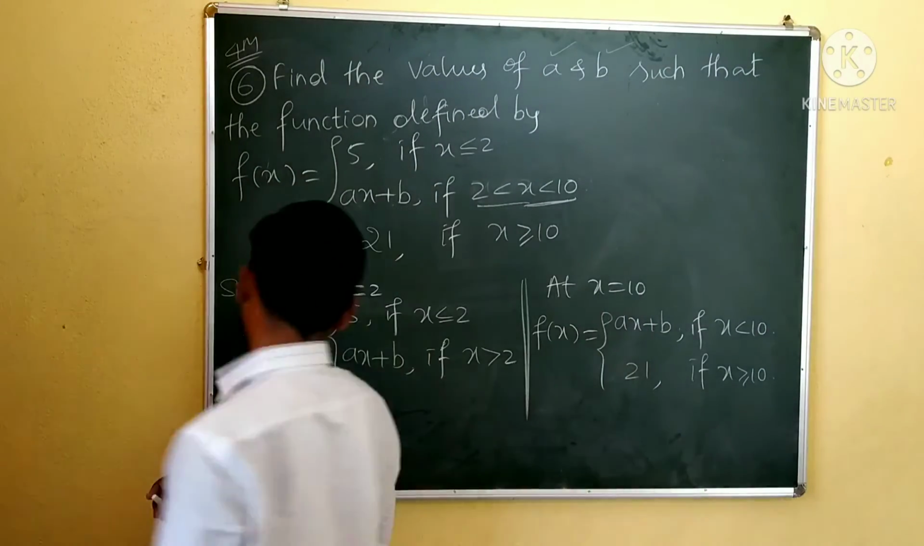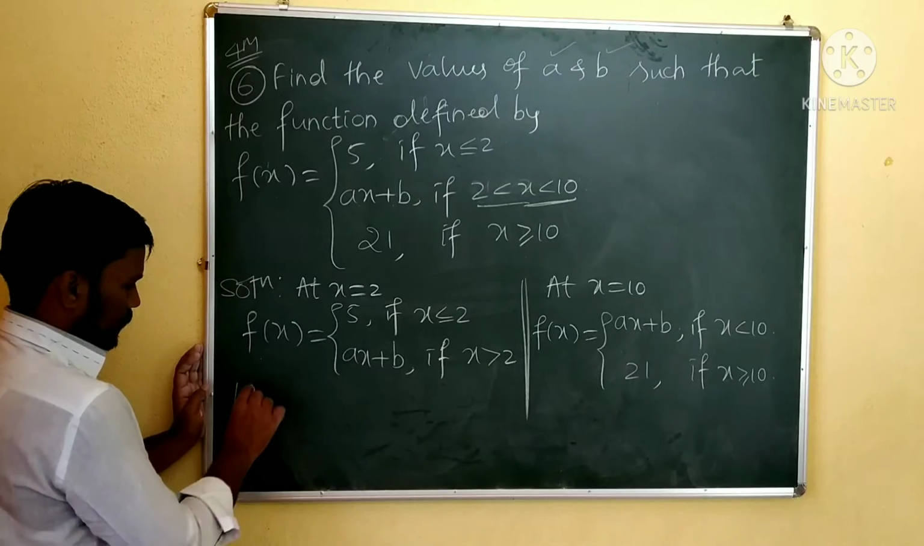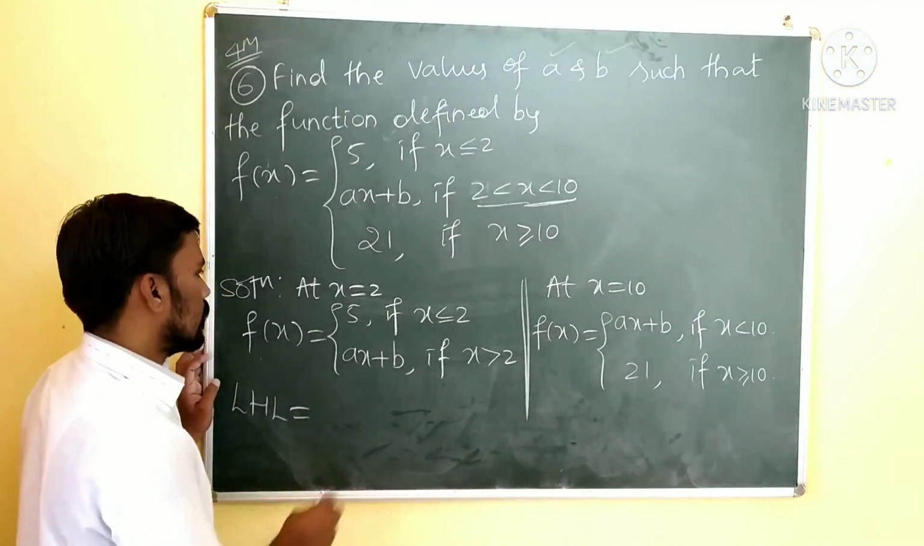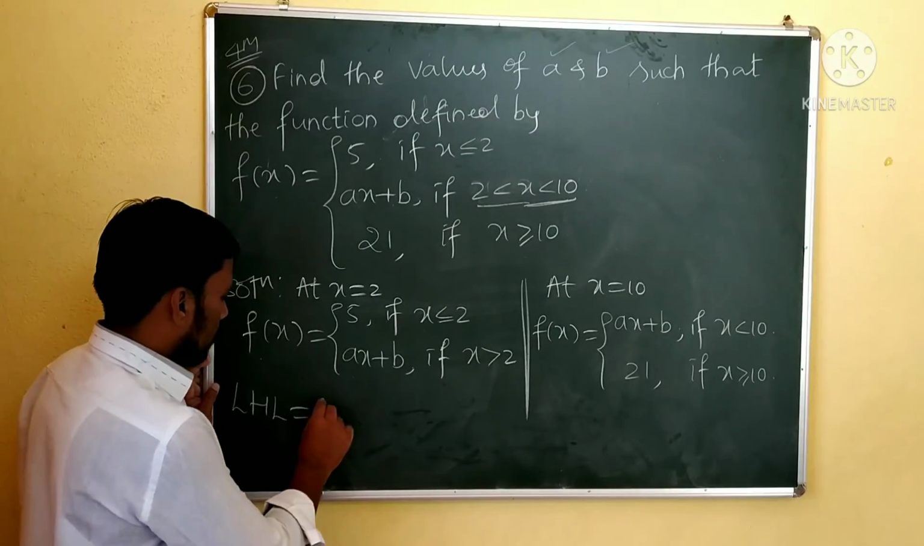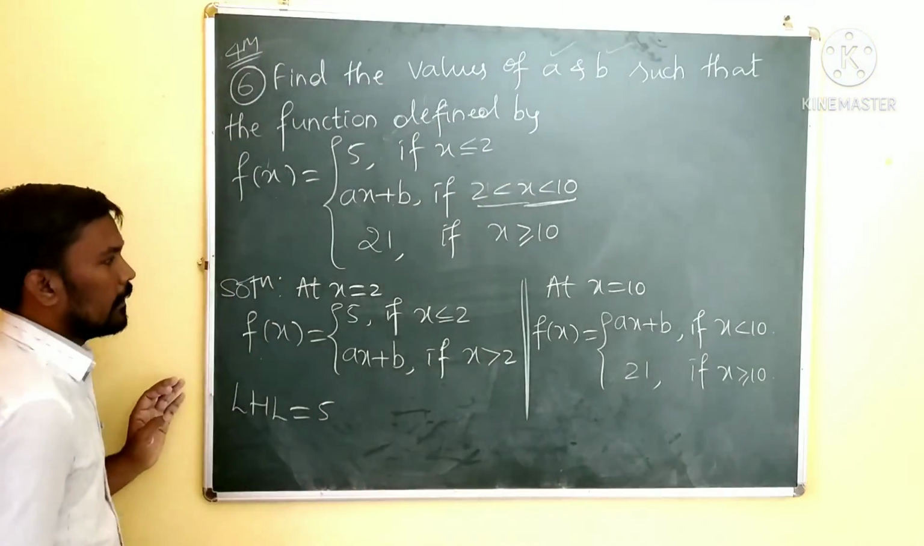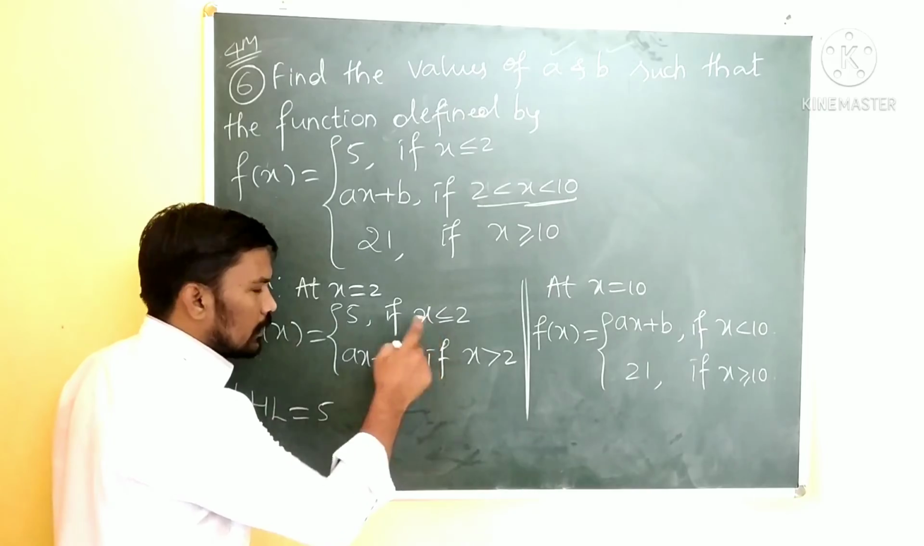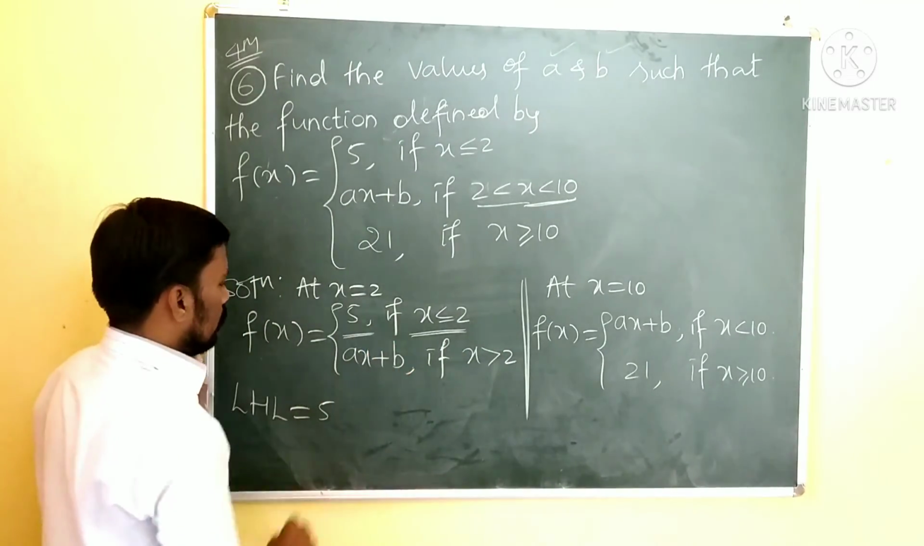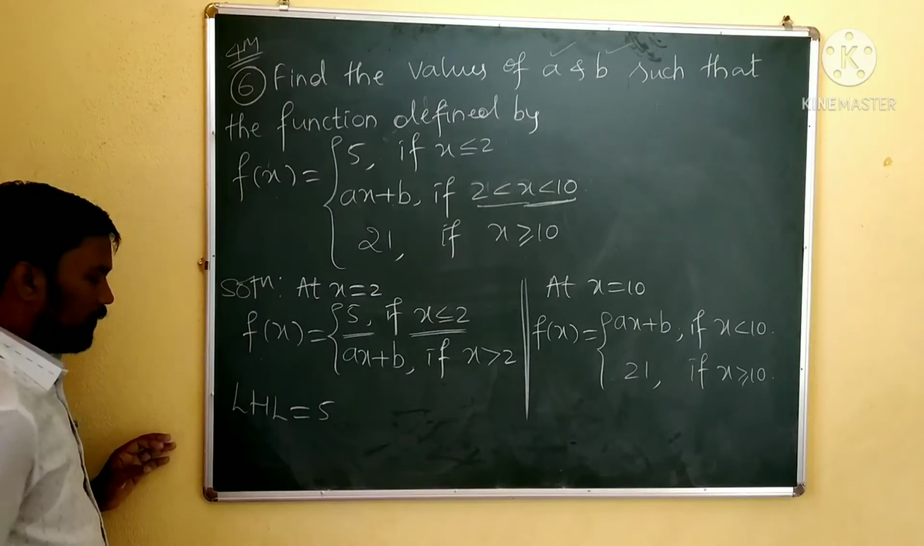Okay, let me write the values here. The LHL value you can write directly just by seeing the question. LHL is equal to what? 5, isn't it? For LHL we have to see the less than symbol. In this interval, the value of the function is 5. This is the left hand limit value.